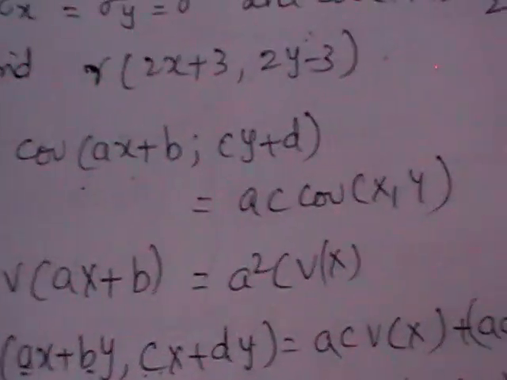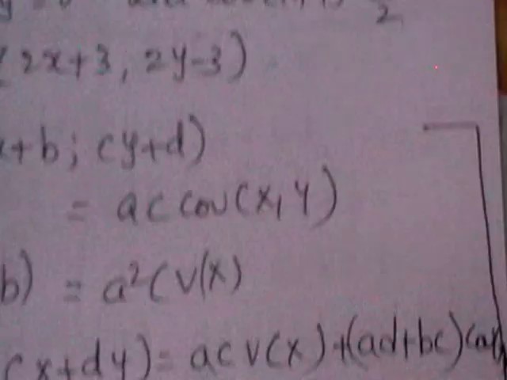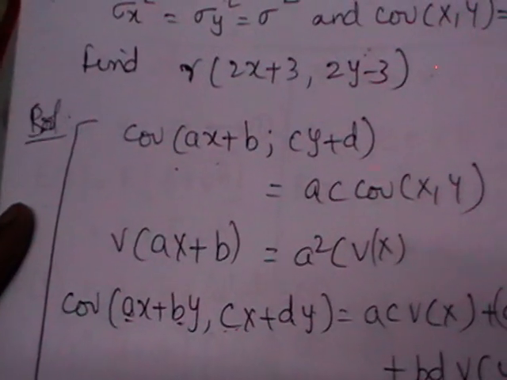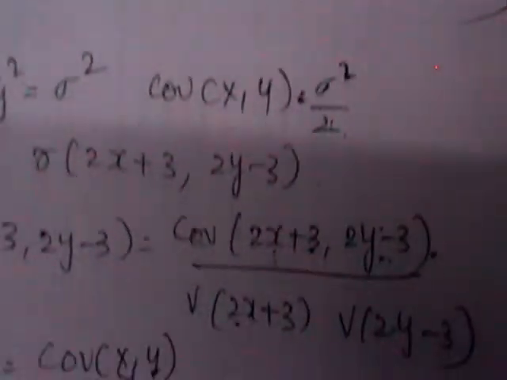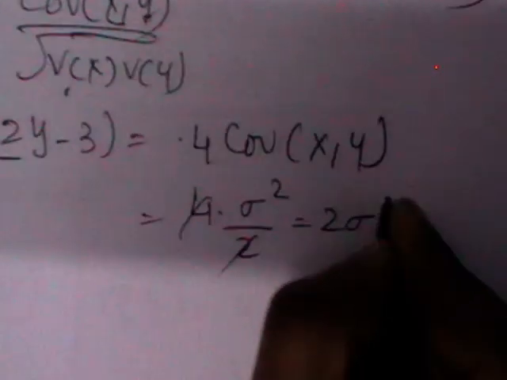So you can use these results. Covariance of ax plus b comma cy plus d is nothing but AC covariance, means 2 into 2, 4 covariance of x comma y using the first result. So what is covariance of xy given to you? 4 into sigma square by 2, which is nothing but 2 sigma square.